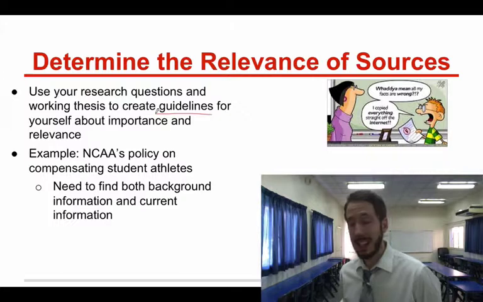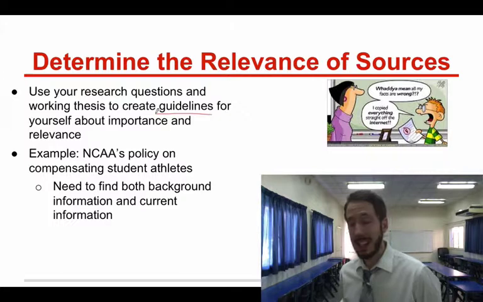Does the source support your thesis? Or does it disagree with your thesis? If it agrees, you may just want to use it to support what your claim is. If it disagrees, then what you're going to do is use that as a counterclaim to what your argument is. Does it add significant information, or is it really relevant? If it's not really adding anything to bolster your argument, throw it out.